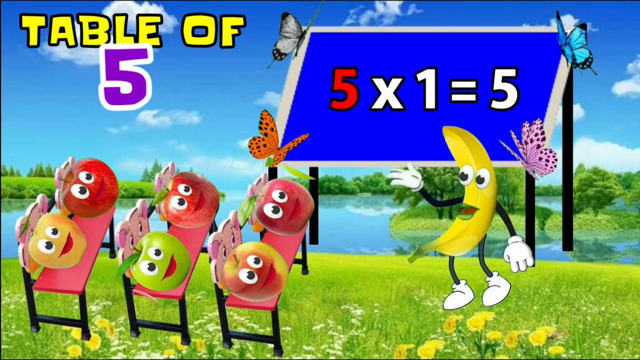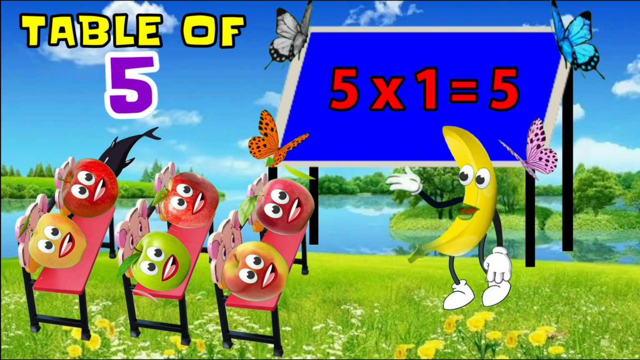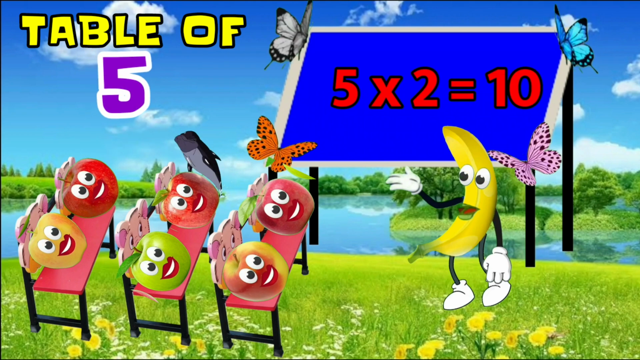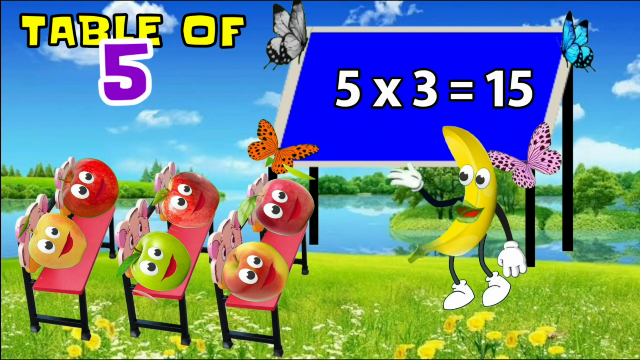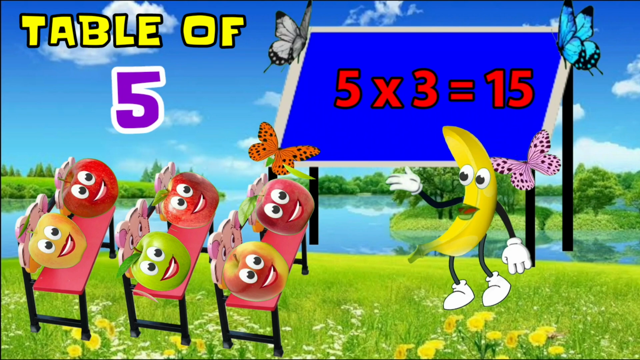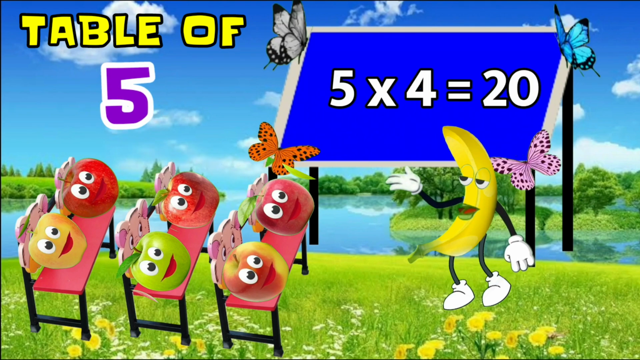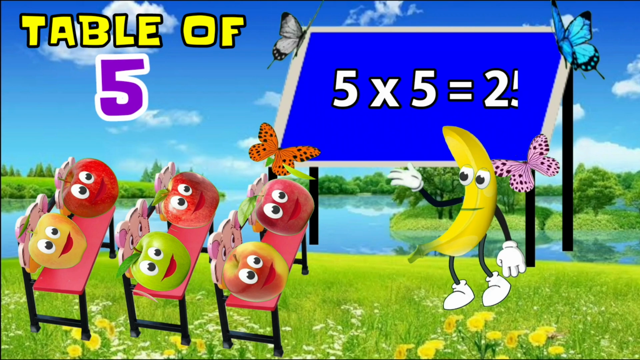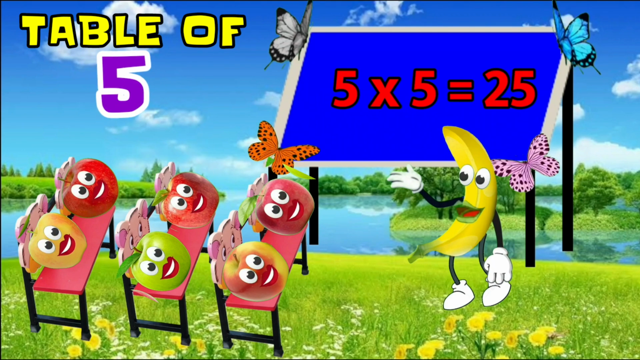5 ones are 5. 5 1 is 5. 5 twos are 10. 5 2 is 10. 5 threes are 15. 5 3 is 15. 5 fours are 20. 5 4 is 20. 5 fives are 25. 5 5 is 25.